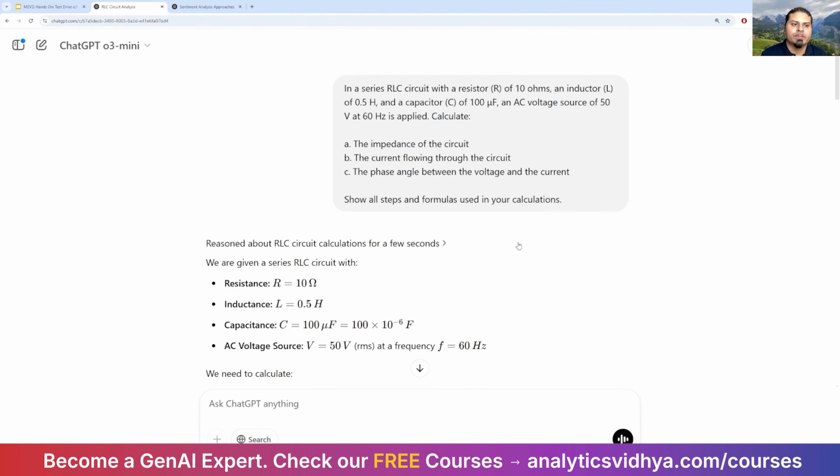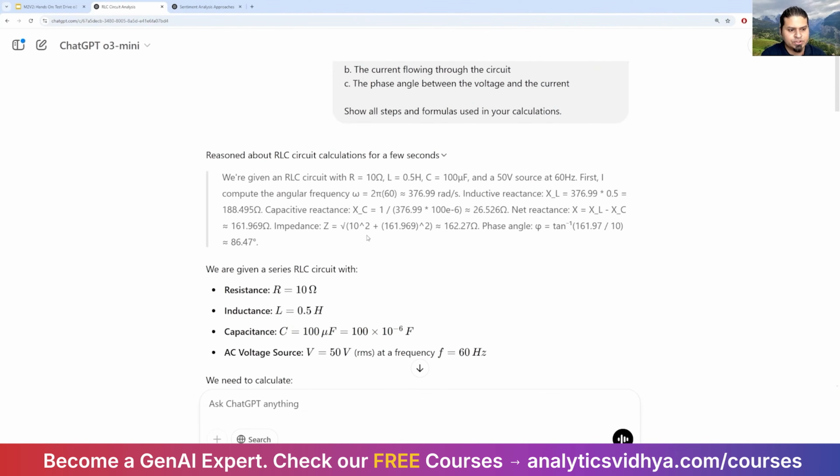So you can see here I've typed out the same prompt, giving it all the relevant values which are already available in terms of the resistor, the inductor, capacitor, AC voltage source, frequency, and so on. And it's a series RLC circuit. And then these are the things it needs to compute.